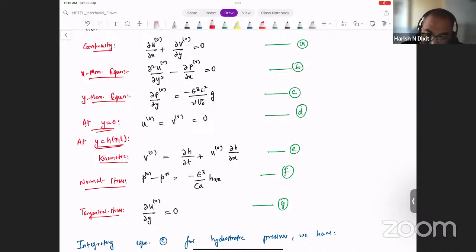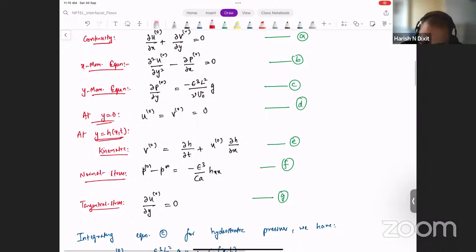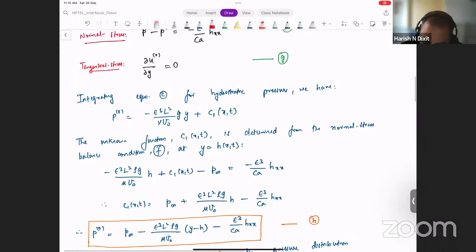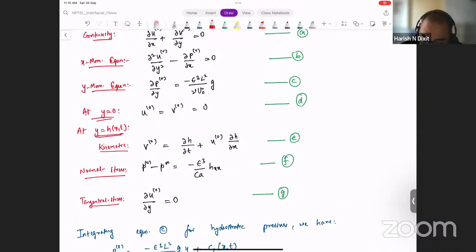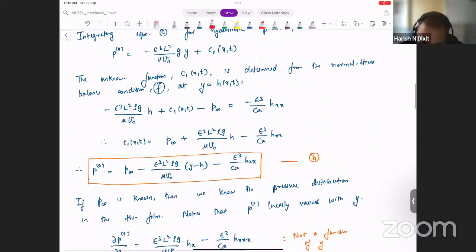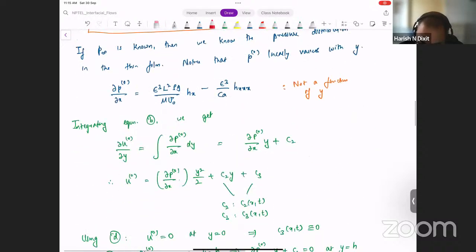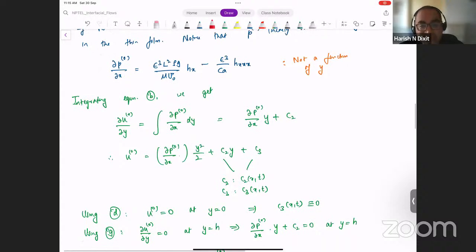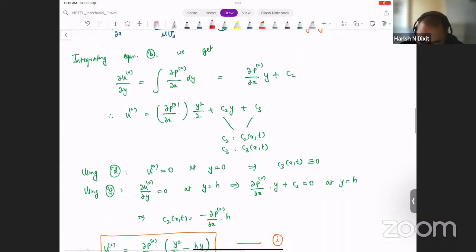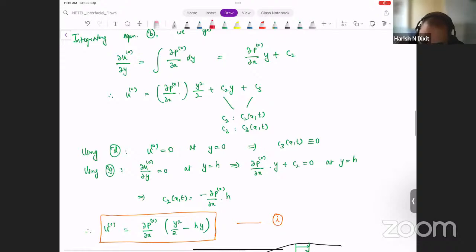So equation B here is going to give me the velocity profile. If I integrate equation B twice, the first time I get del P by del X times Y. The second time integrated, I get y square by 2. That's how I get a parabolic velocity profile. That is exactly done in this green colored text. All right, so far okay.